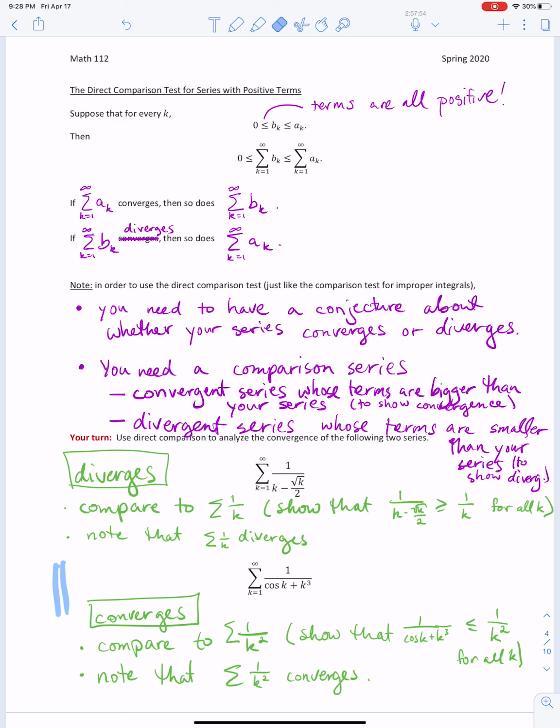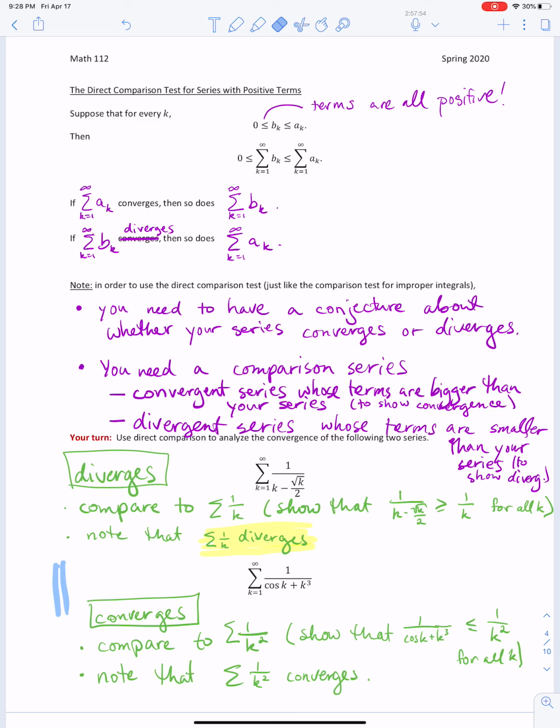The first thing you need is a conjecture, whether you're going to show that your series diverges or converges. In this first instance, the series should diverge. So if we want to show divergence, we need to select an appropriate comparison series, and the comparison series has to have two properties. The first is that it needs to diverge. If we compare with the harmonic series, we can see that that series diverges.